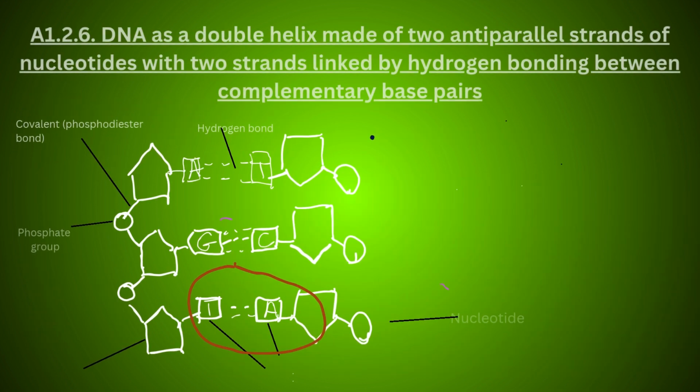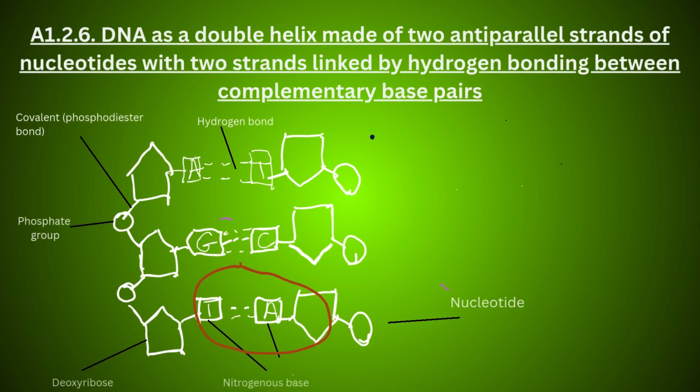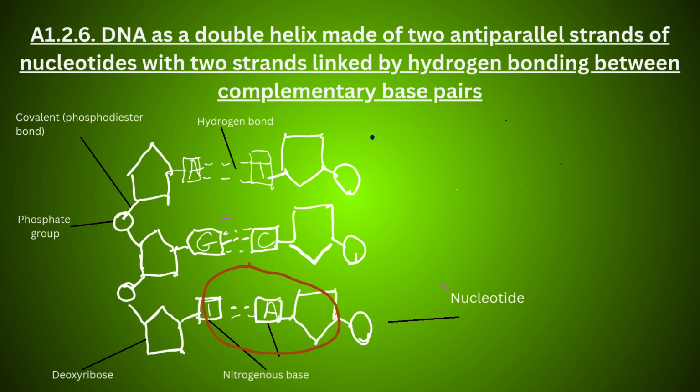Let's look more closely at the structure of DNA as an example. Each strand is made of nucleotides joined by phosphodiester bonds. The two strands run antiparallel to each other and are connected by hydrogen bonds between complementary bases.